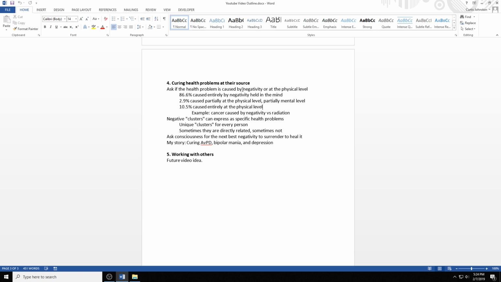So that's a possibility, even if you have a health problem caused at the physical level. You know, let's say you were born with some kind of deformity or something. You might be able to correct that partially or entirely by using manifestation consciousness techniques. Hold in mind that your problem is solved and allow it to manifest. But that's a topic for a future video.